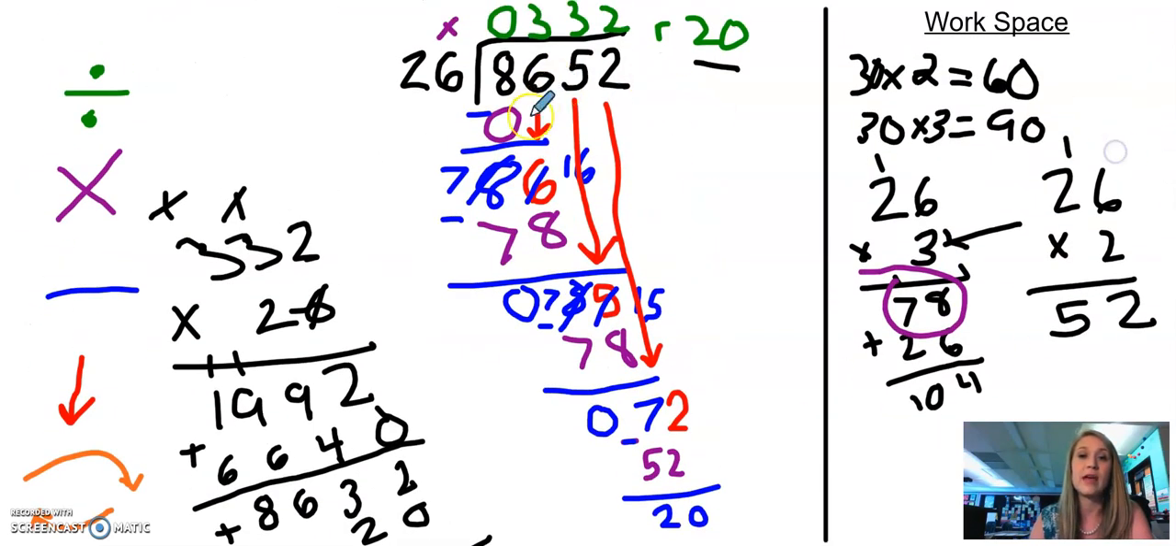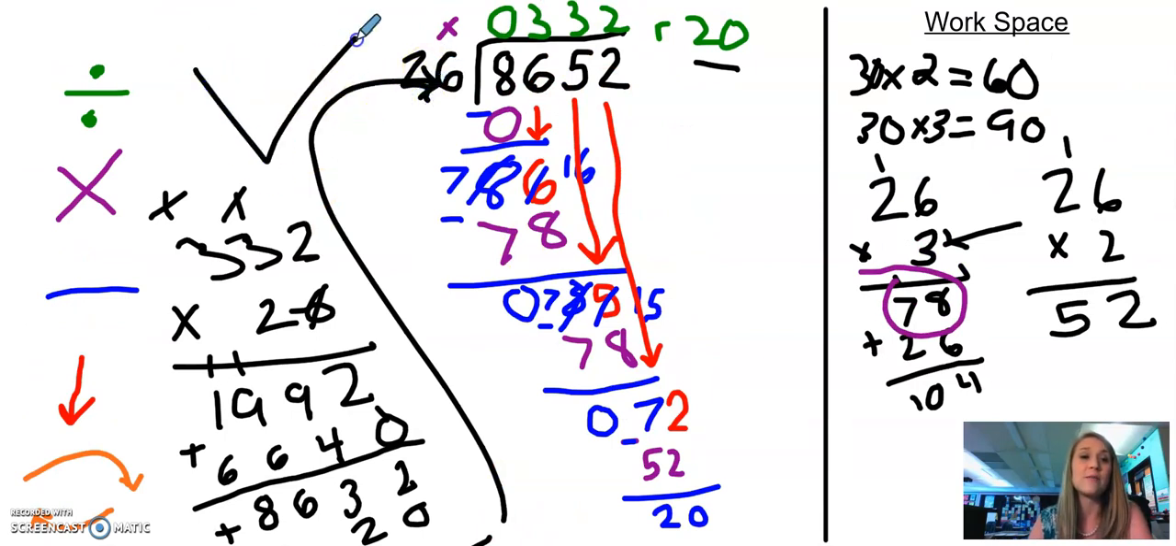8,652. So they are the same, which means my answer is correct. 8,652 divided by 26 gives me a quotient of 332 with a remainder of 20. And that's how you solve long division with a 2-digit divisor.